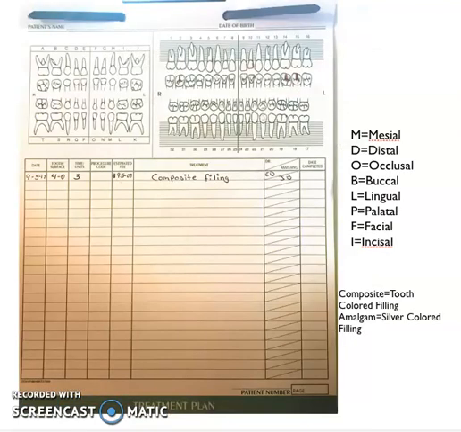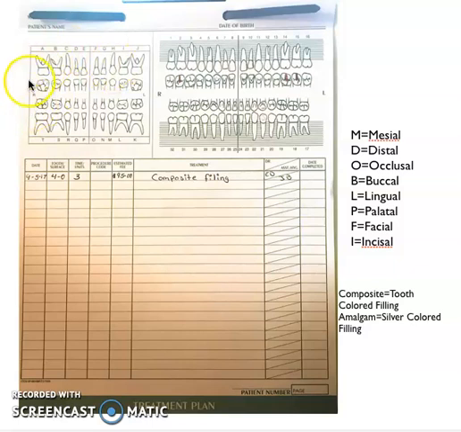The next page is going to be very, very important to you when we start practicing our composite procedures. You've already used this chart, this page, because you had to tell the patient what you were going to do that day in seating and dismissing. So it's very important that you understand how to interpret this page.